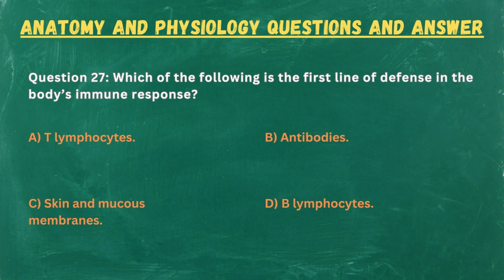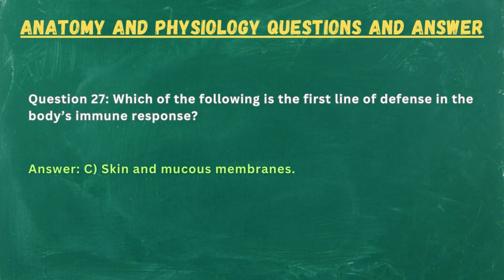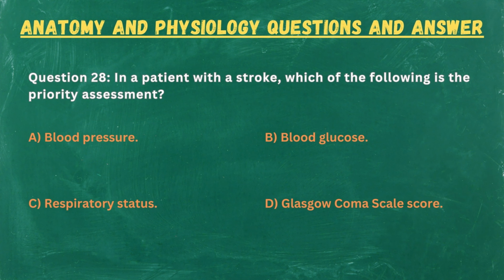Question 27. Which of the following is the first line of defense in the body's immune response? A. T lymphocytes. B. Antibodies. C. Skin and mucous membranes. D. B lymphocytes. Answer C. Skin and mucous membranes.